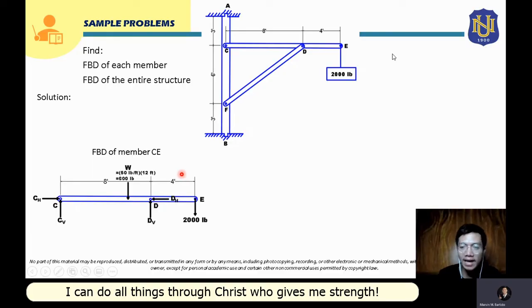Okay, so we have to multiply that 50 pounds per foot by the length of this member. The length of this member is actually 8 plus 4, so that will be 12. Multiplying 50 pounds per foot times 12 feet, the feet cancel, and the answer will be 600 pounds. That will be the equivalent point load of the weight of bar CE, and it will be applied here at the center of gravity, or at the center of this member CE, which is at this point.